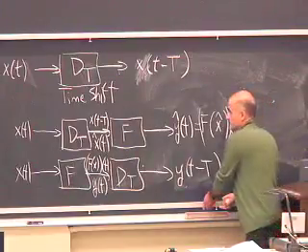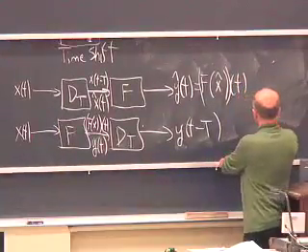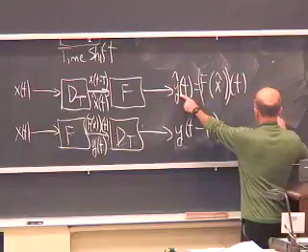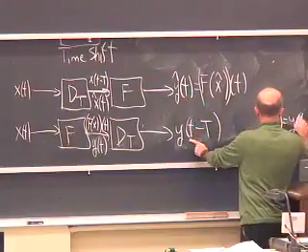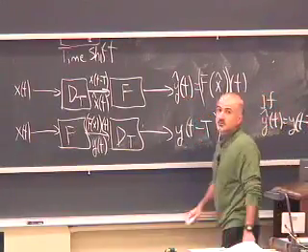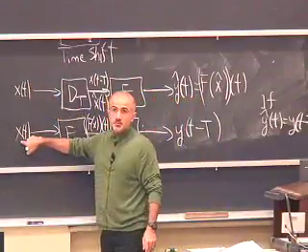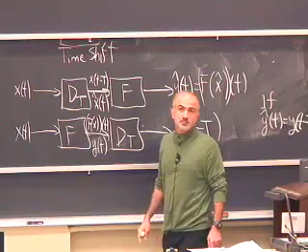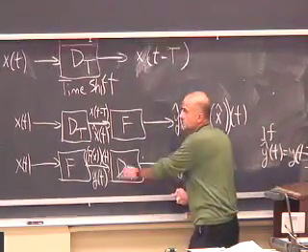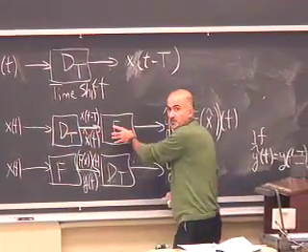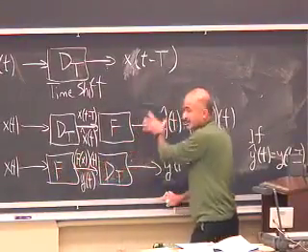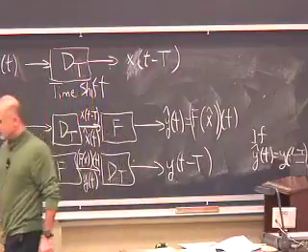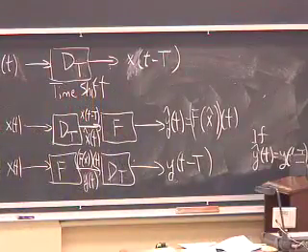If y hat of t is y of t minus capital T for all input signals and all shifts capital T, then the system is time invariant. In other words, you can reverse the order of the shift and the system. If you can do that and get the same output, the system is shift invariant.